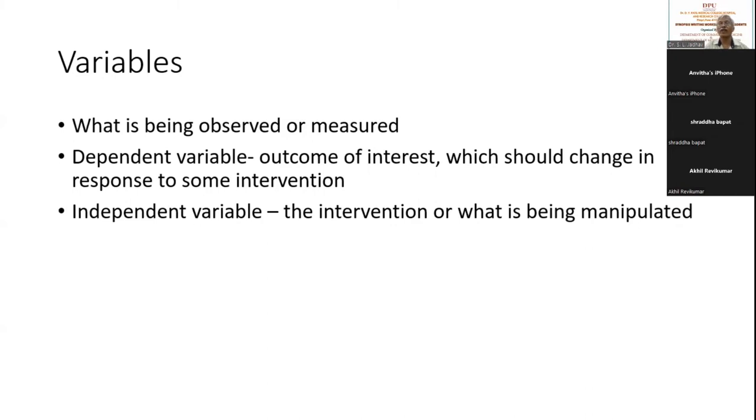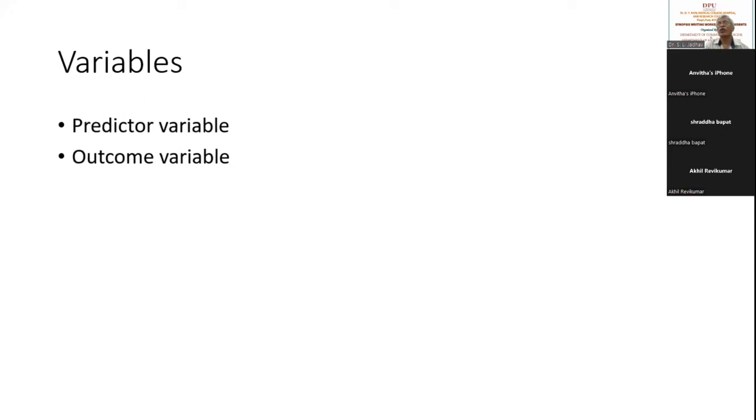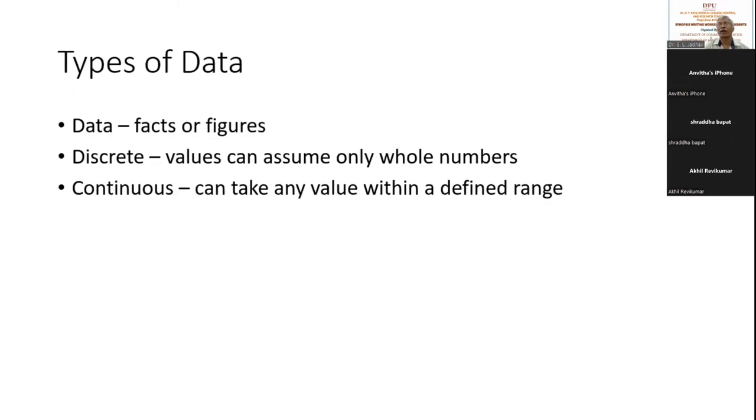What is your independent variable? The intervention that you're doing. Whatever treatment, metformin or whatever treatment that you're doing, is the independent variable. Sometimes they use the words predictor variable and outcome variable. So let's say that you are saying that age, gender, smoking are predictors of myocardial infarction. So that is the predictor variable, and the outcome variable here is myocardial infarction.